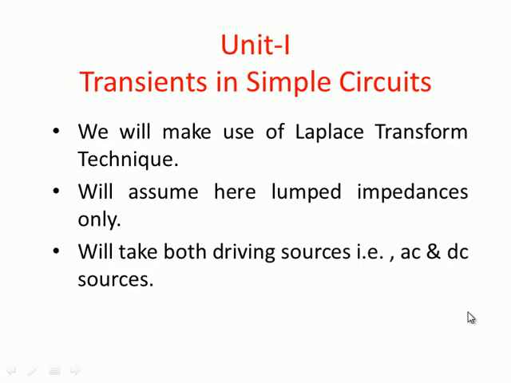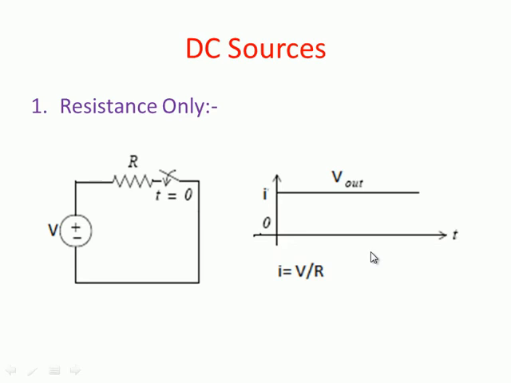that is resistance only, where the driving force is DC source. First we will take DC source, then after we will take AC. As this is a simple one, here there is a circuit and we have an element, that is a resistance. We have a DC source, that is why it has been plus and minus. If it had been AC, then it would have been just like this.